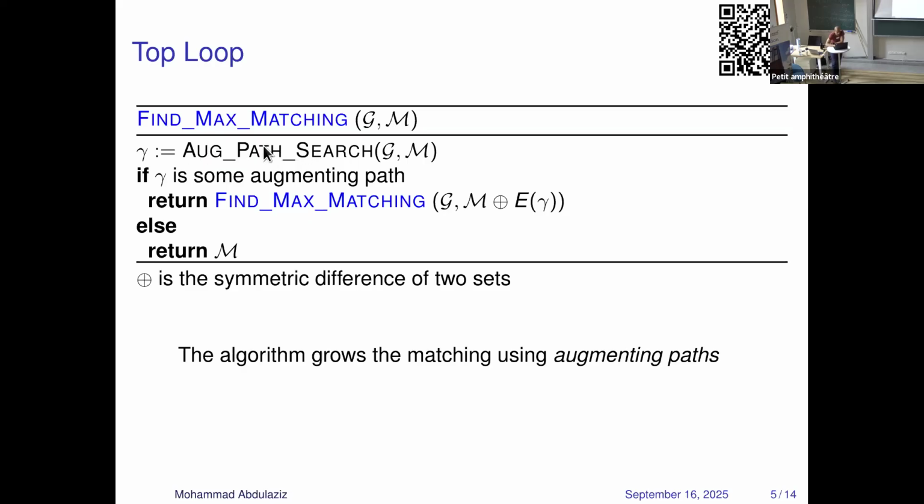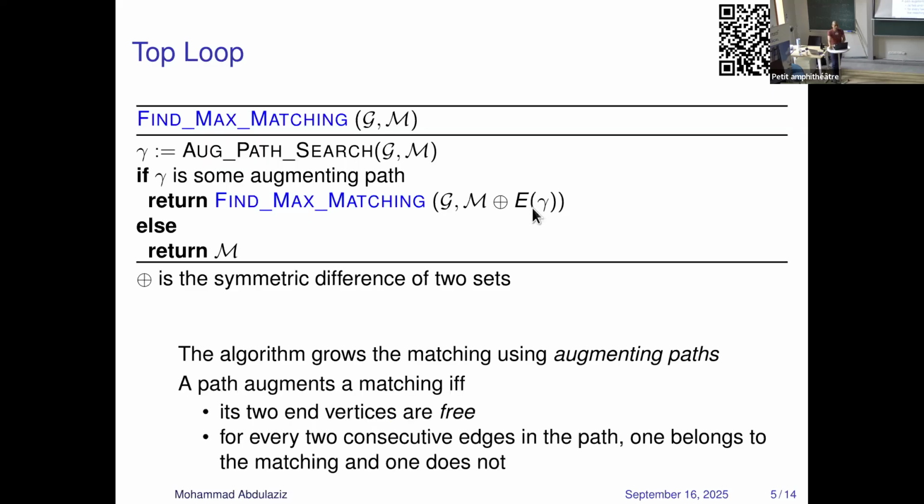It does that by computing a so-called augmenting path. If it finds an augmenting path gamma, it uses that path to expand the current matching. That's done by taking the symmetric difference of the current matching and the edges in this augmenting path. So what is an augmenting path?